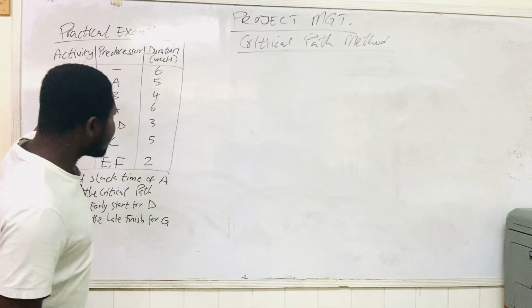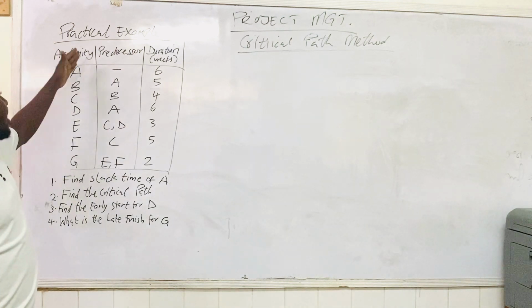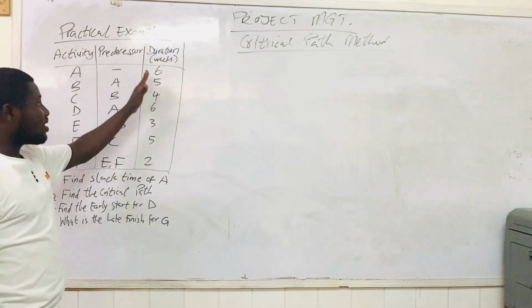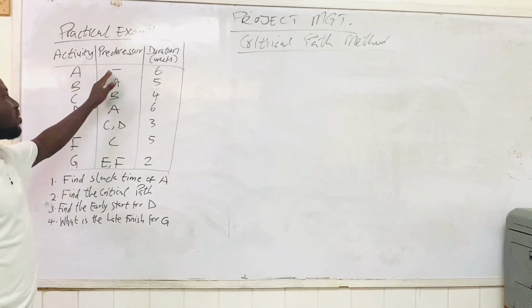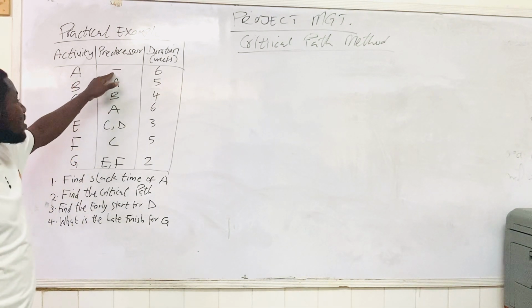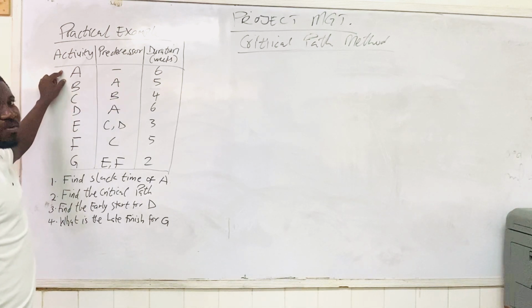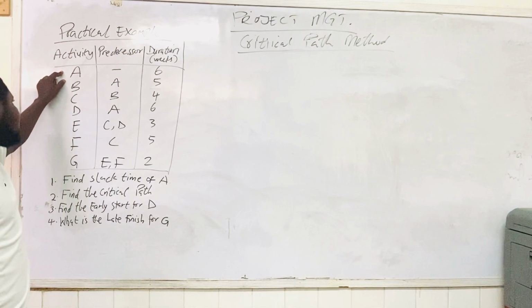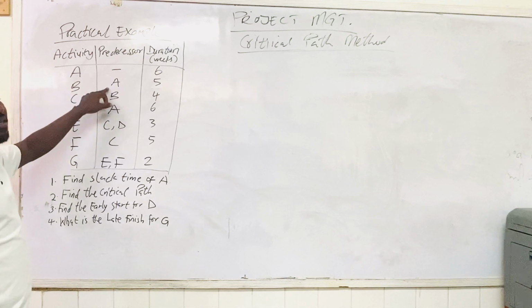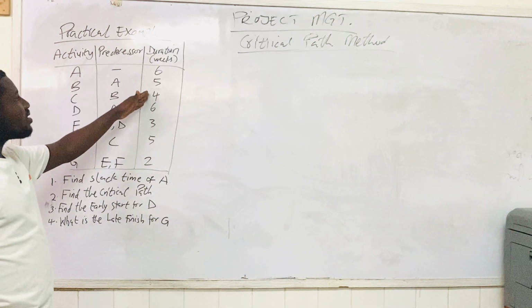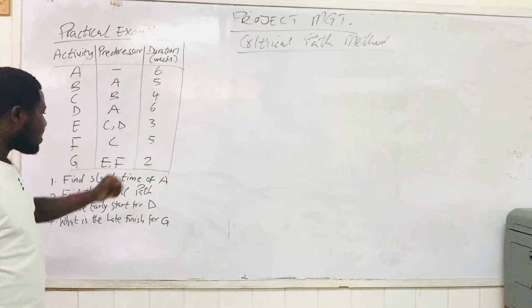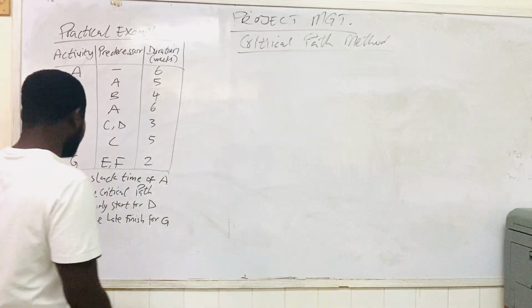So when the question is given like this, it's saying activities, predecessors, and duration. Now activity A has no predecessor. Of course, we understand that because that is the start point or the starting activity of the whole project. Activity B has A as the predecessor, and their duration is given in weeks, and so they are all here. Now these are the various questions.